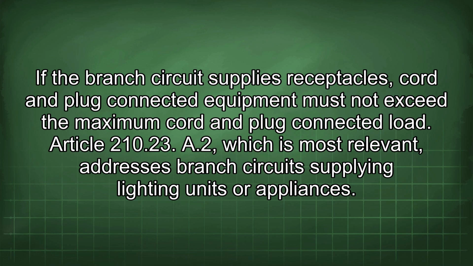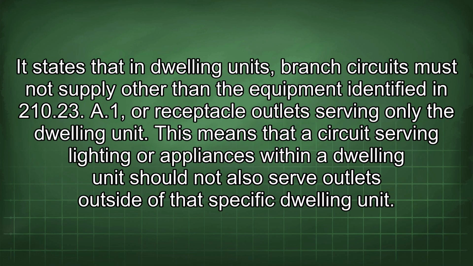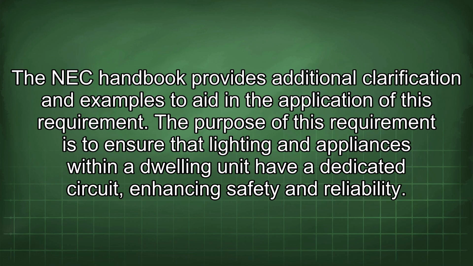Article 210.23(A)(2), which is most relevant, addresses branch circuits supplying lighting units or appliances. It states that in dwelling units, branch circuits must not supply other than the equipment identified in 210.23(A)(1), or receptacle outlets serving only the dwelling unit. This means that a circuit serving lighting or appliances within a dwelling unit should not also serve outlets outside of the specific dwelling unit. The NEC Handbook provides additional clarification and examples to aid in the application of this requirement.